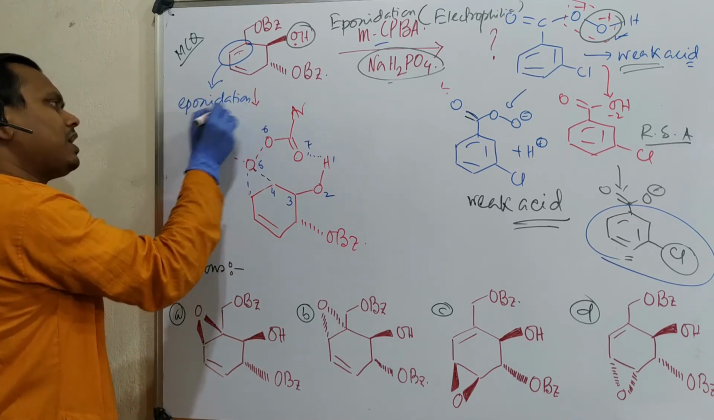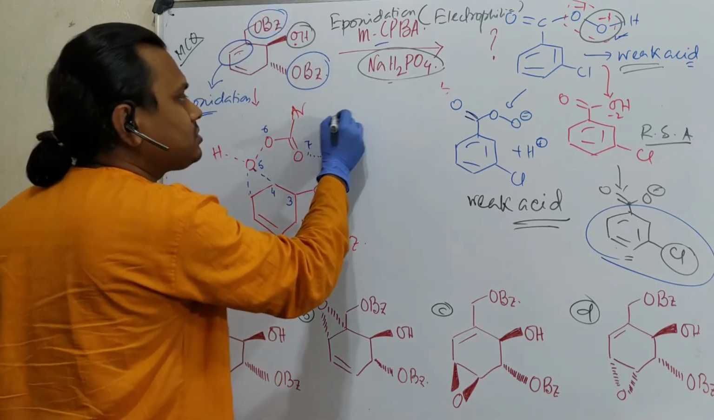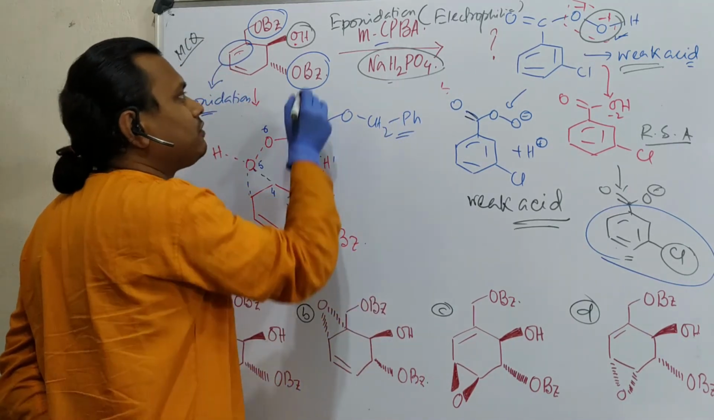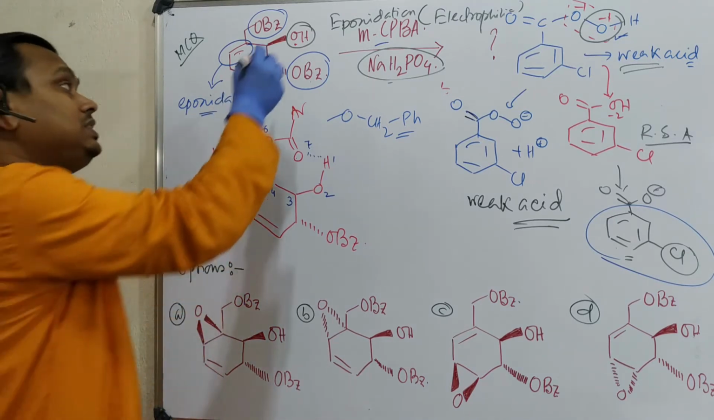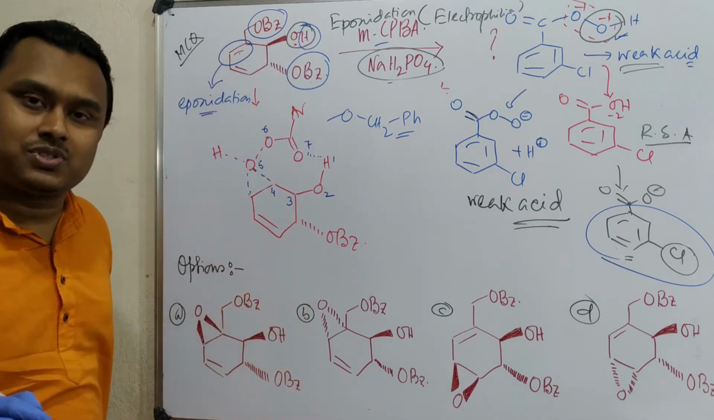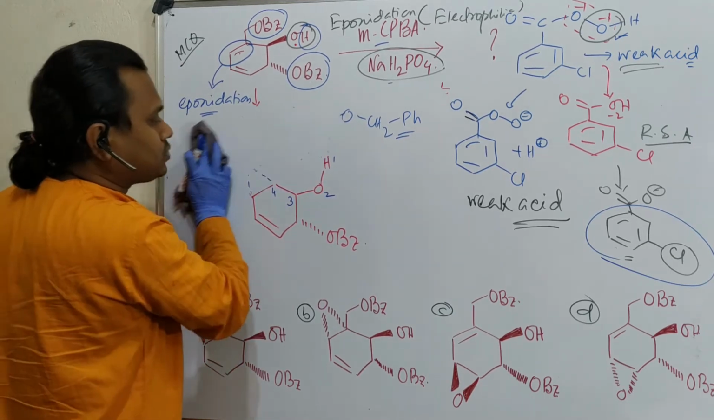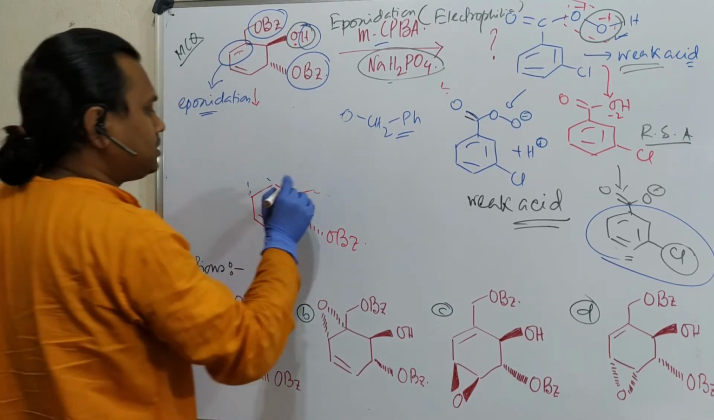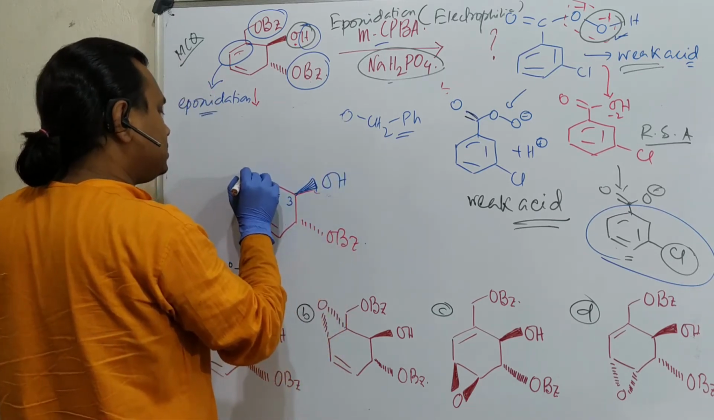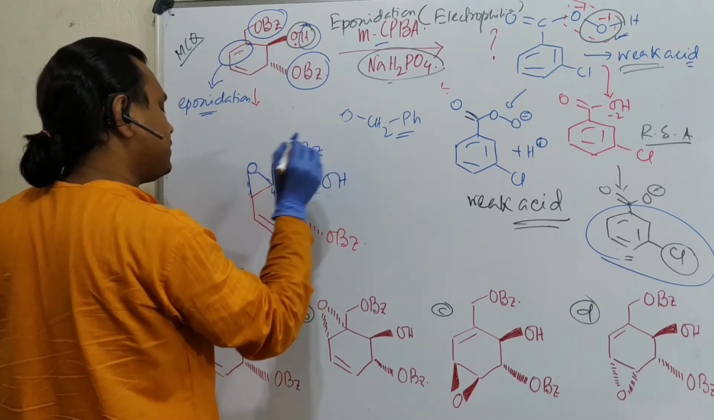Okay. Now you can ask, sir, why not this? See, in this case OBZ means OCH2Ph. There is no hydrogen available for hydrogen bonding. So this group directs the epoxidation. Fine. So we understood that epoxidation will occur this side. So the product structure is, this is OH, this is epoxide, this is OBZ. Fine, we understood.